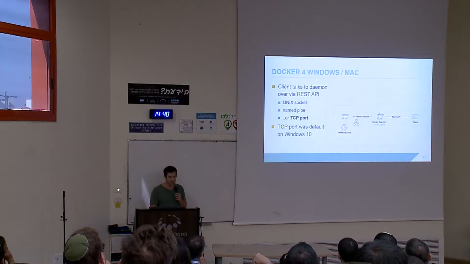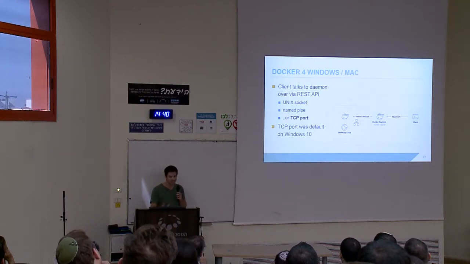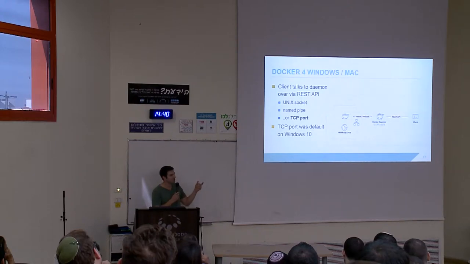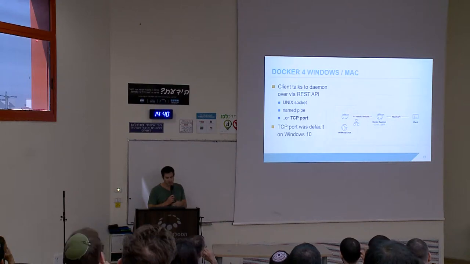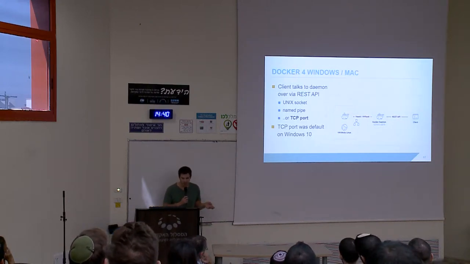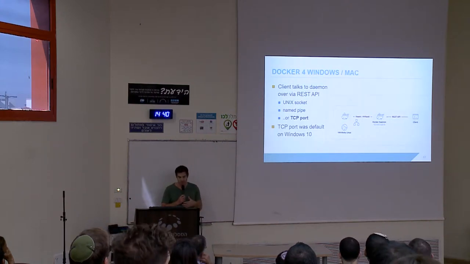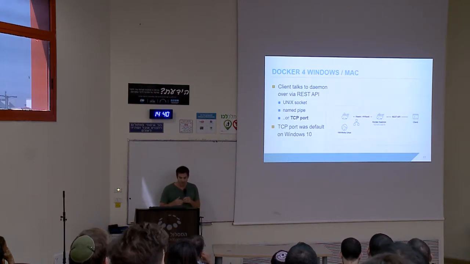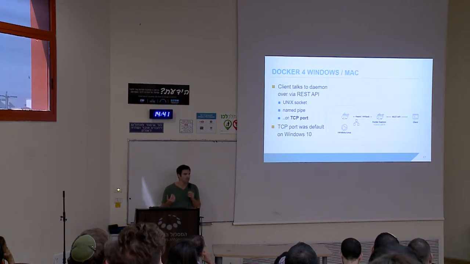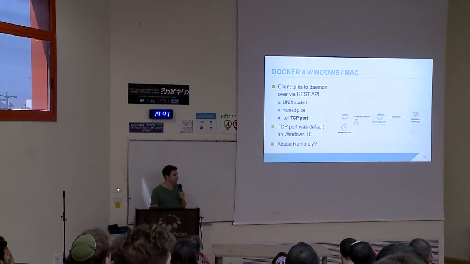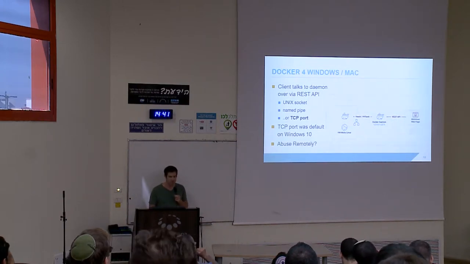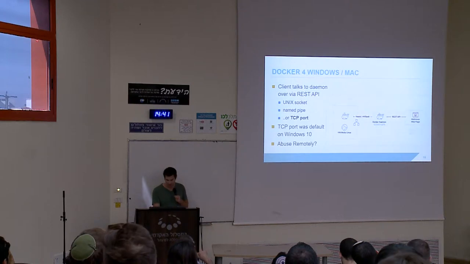What you have is your command line client. That command line client is talking over a RESTful API with a Docker daemon that is on your host. And that Docker daemon is talking through a virtual socket to a virtual machine running inside your host, whether it's Windows or Mac. And by default, in older versions of Docker, that port was open. So, of course, we thought, what will happen if we try to abuse it through a malicious web page?